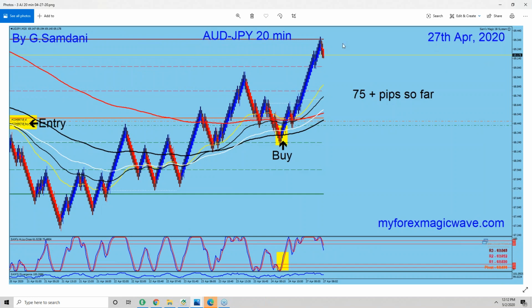Aussie yen was going up. It was not going too fast because yen was also getting strong. So, with the Aussie strength, here's my buy order here. And all these trades are taken by using my Magic IV system.